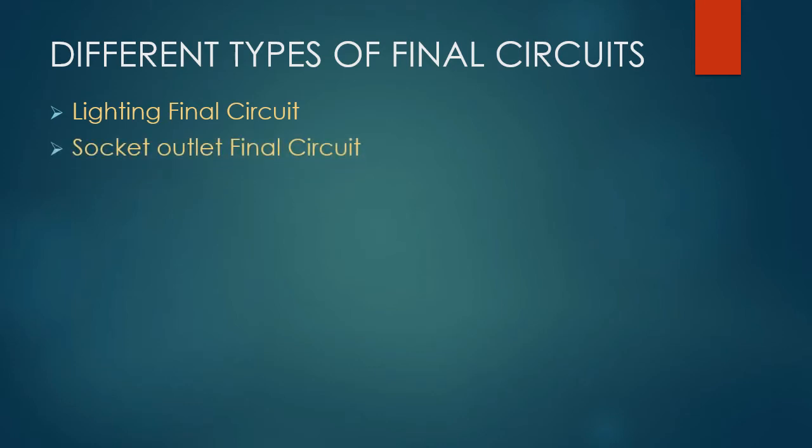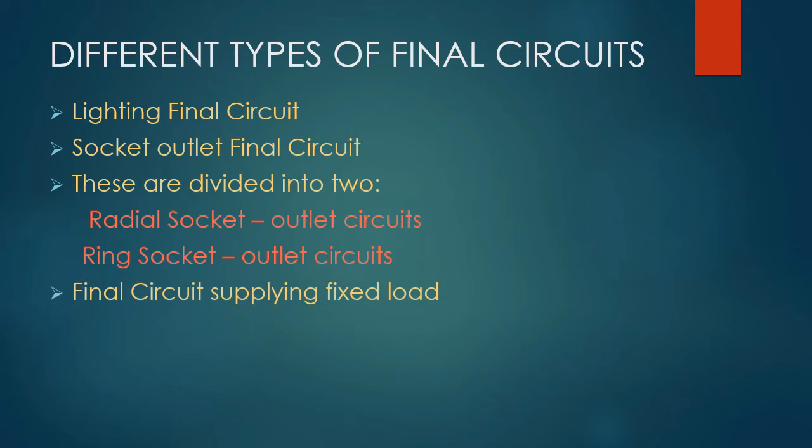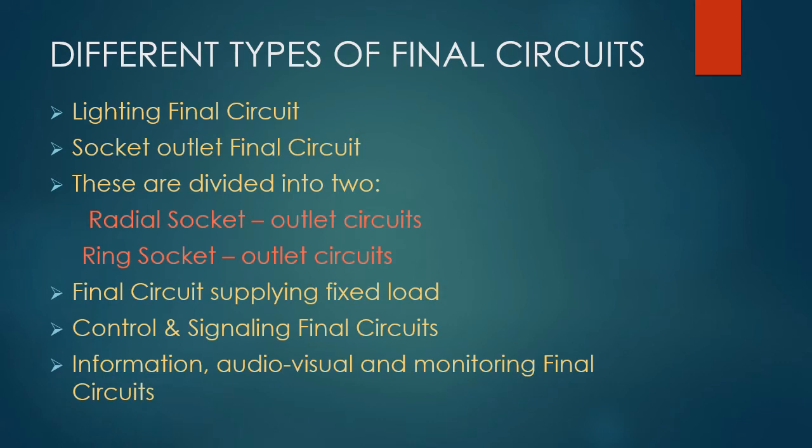Second, we have the socket outlet final circuit. The circuit of the socket is also a final circuit. Under the sockets, we have two types: the radial sockets and the ring sockets. The other types of final circuits are final circuits that supply fixed load, final circuits that are used for control and signaling, and final circuits which are used for information, audiovisual, and monitoring.